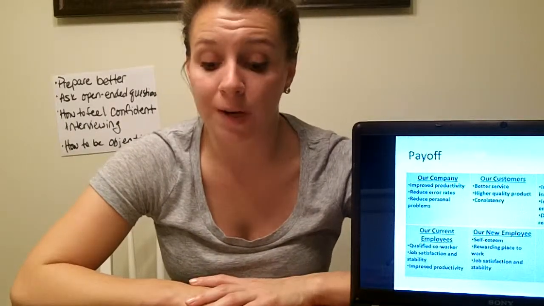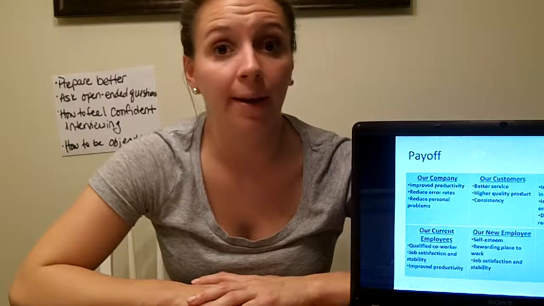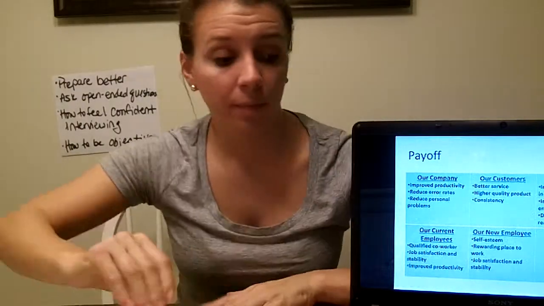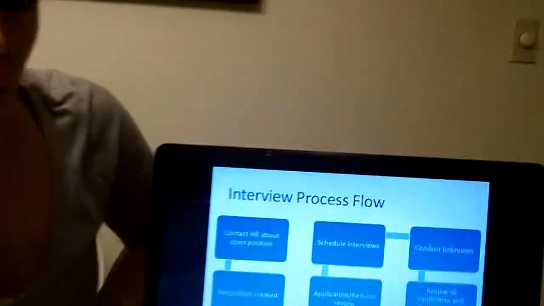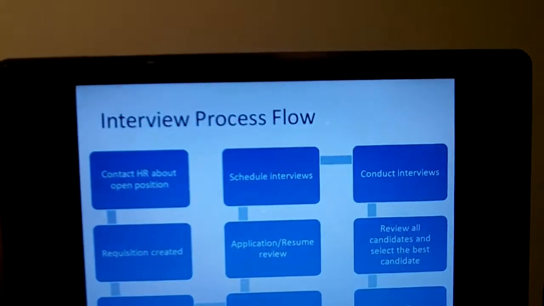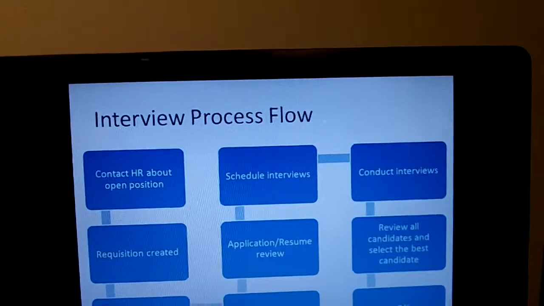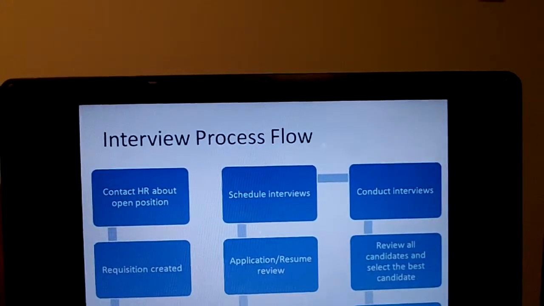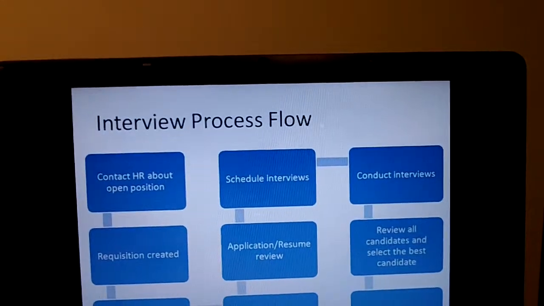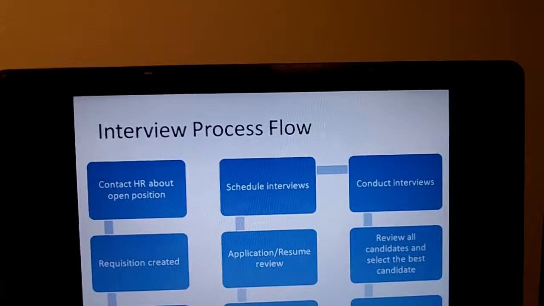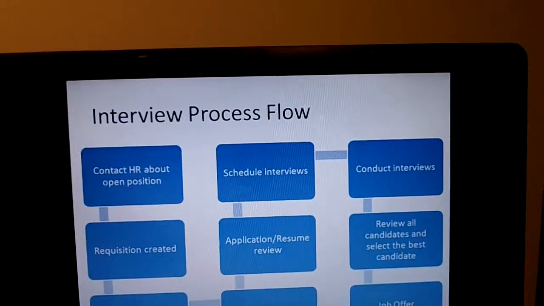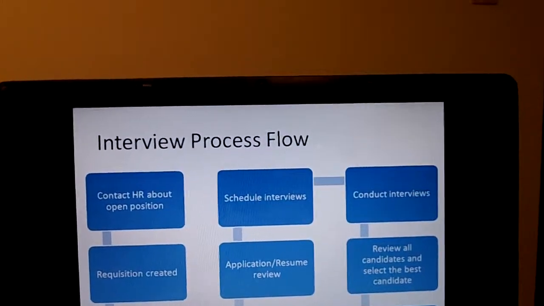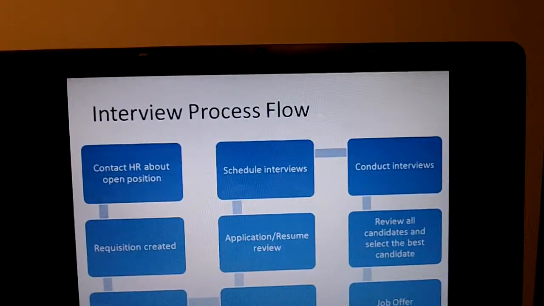Let's take a look at the interview process to fully understand everything that goes into it from A to Z. So again, to get that holistic view of what goes into it. As you can see here, we contact our HR person about the open position, a requisition is created, the job posting is up on the internet, then the HR screen process, application and resume review, then the scheduling of the interviews is taken care of. We conduct our interviews, we review all candidates and select the best candidate, and then the job offer is given to the candidate, either written and/or verbally.